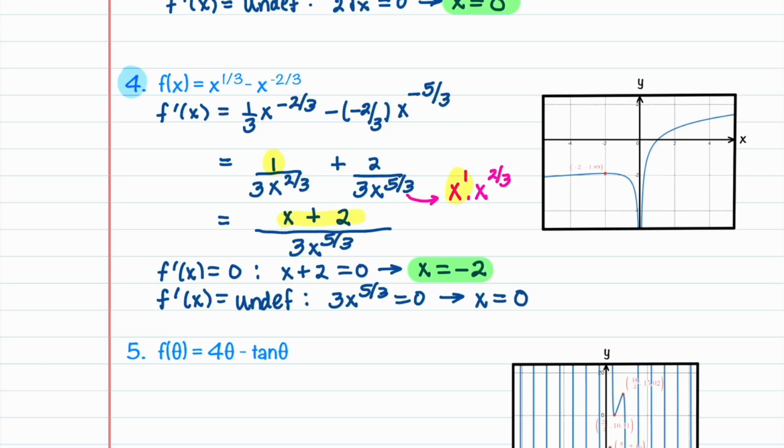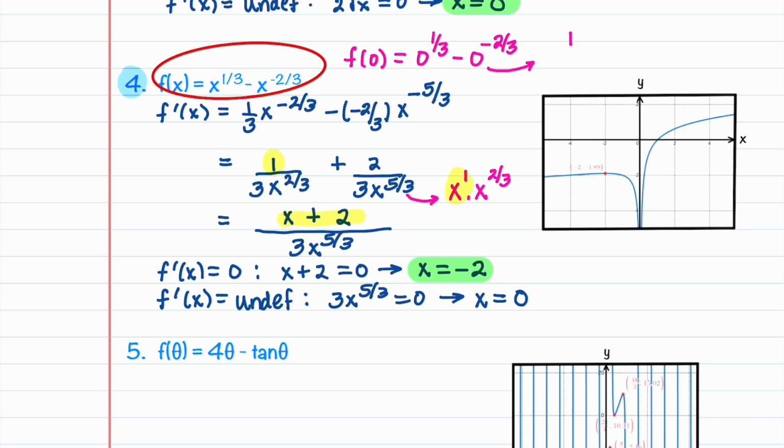Now, here's where the most common mistake can happen. We cannot assume that x is equal to 0 is a critical number without going back to our original function right up here and checking if it is defined at x is equal to 0. So we can check f of 0. This is 0 to the 1/3 minus 0 to the minus 2/3. This term is just 1 over 0 to the 2/3, and that is undefined. So that means that x is equal to 0 is not a critical number.